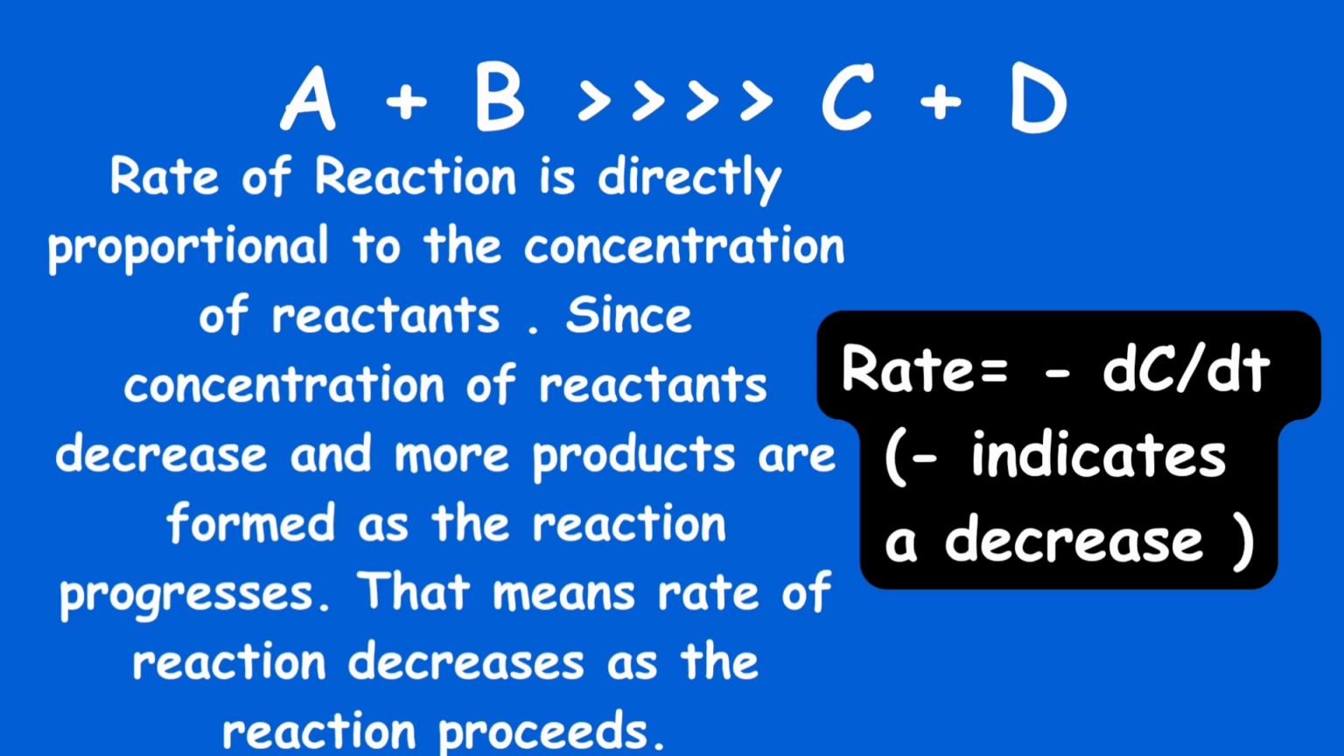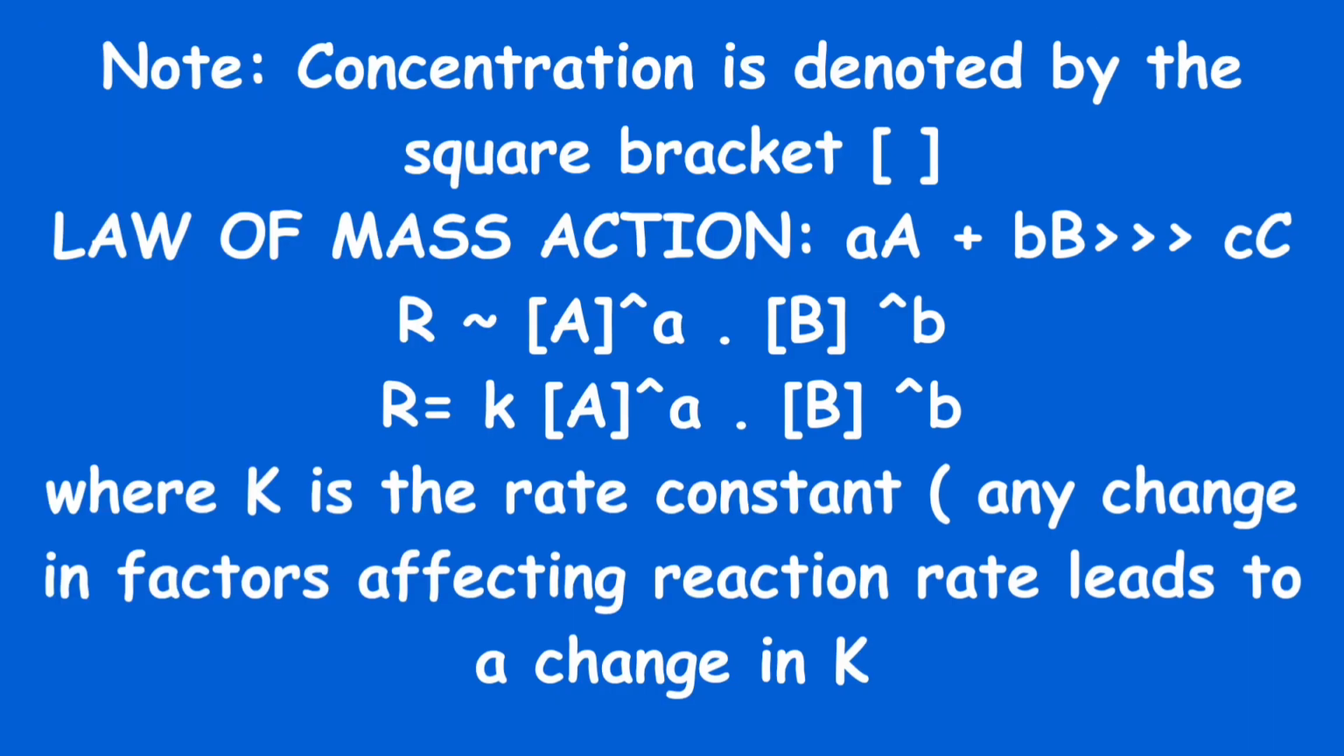That gives us the formula delta C over delta T, the change in concentration of either the reactant or the product over the change in time. Note that concentration is denoted by the square bracket.